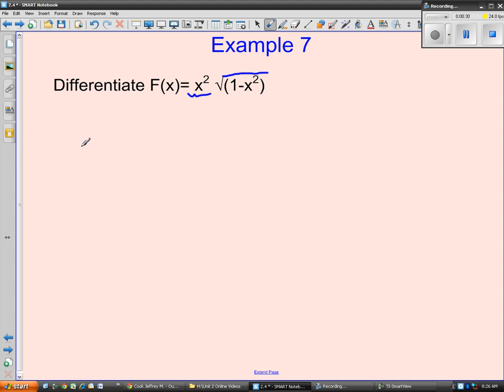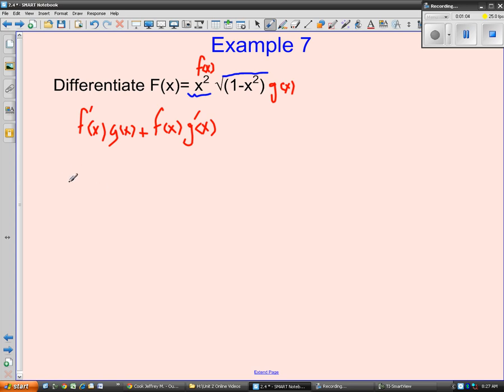So basically, when I have to differentiate this, I have to remember my product rule, and I'll list it out again: f prime of x times g of x, plus f of x times g prime of x. And so the x squared becomes my f of x, and the square root function becomes the g of x. When I differentiate the g of x at the end, I'm going to have to do a chain rule. So that's kind of the key to this one.